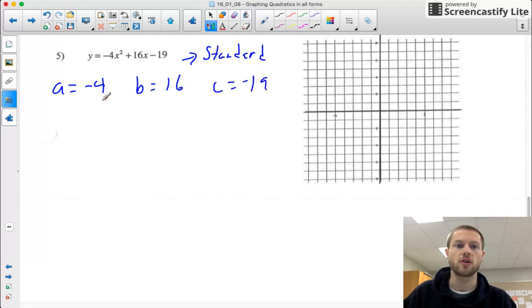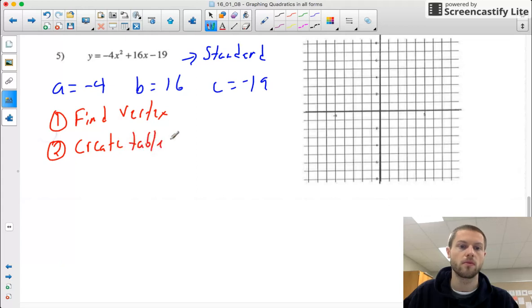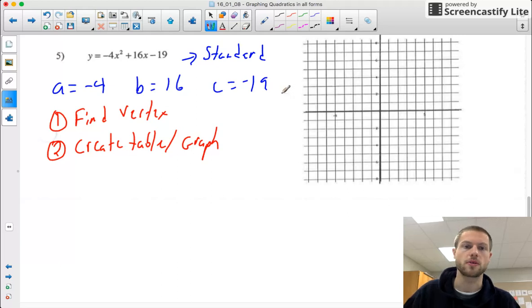To graph this thing, really all boils down to two parts. My first part is going to be finding the vertex. And once I've found the vertex, all I need to do is create a table and graph. That's what it really all boils down to. So let's begin by finding our vertex.